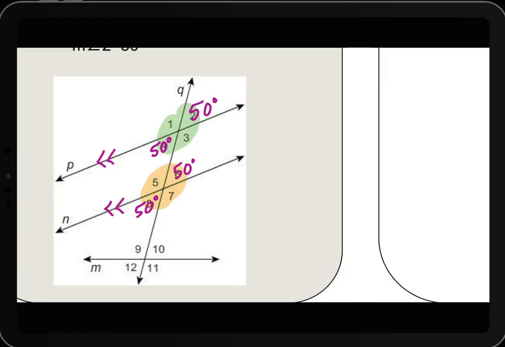Likewise, we can see that because angle 2 is 50, angle 1 is 130 degrees because it forms a linear pair with angle 2. And that happens to be corresponding to angle 5. And both angle 3 and angle 7 are vertical angles with respect to angle 1 and 5, so they're also 130 degrees.